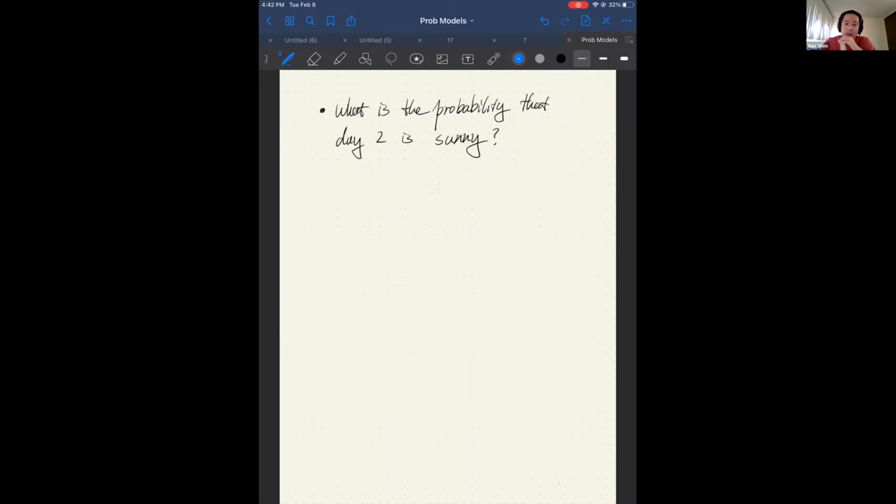So this is just something I can show here. There are 2 situations. Either we can observe just SSS, or SCS, right? In both of the cases, this is day 0, day 1, day 2, and day 2 is sunny. It could happen in both ways. And so what will be the probability that day 2 is sunny?